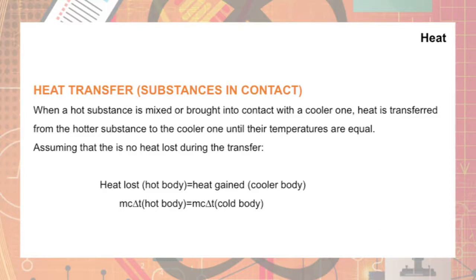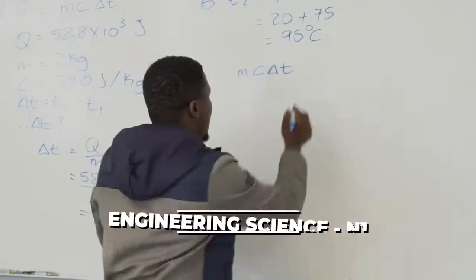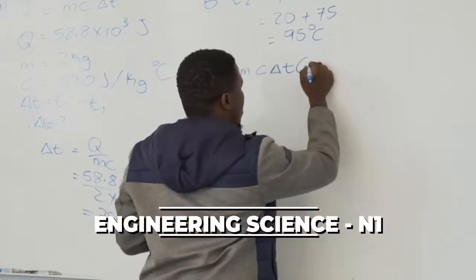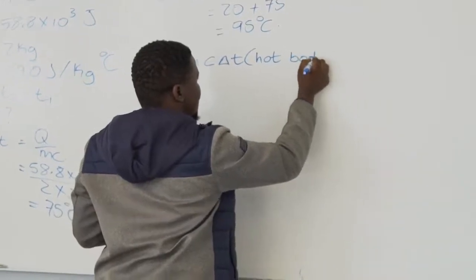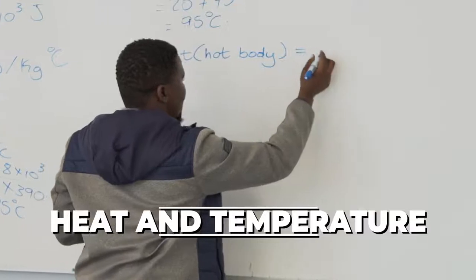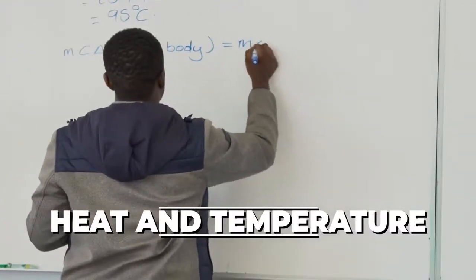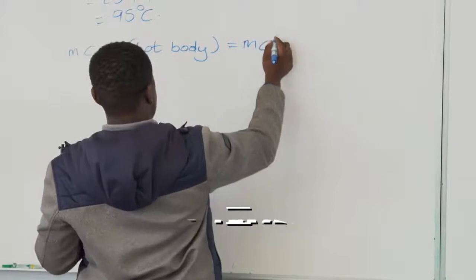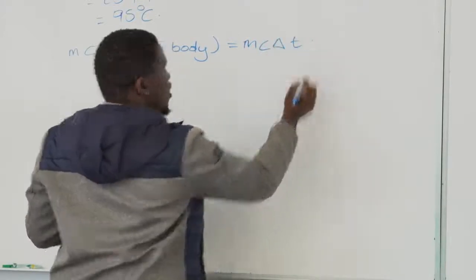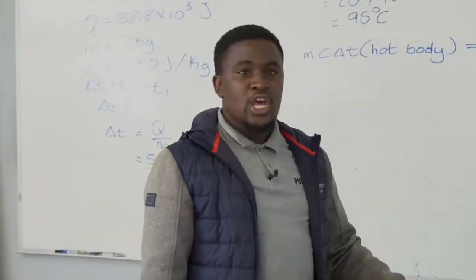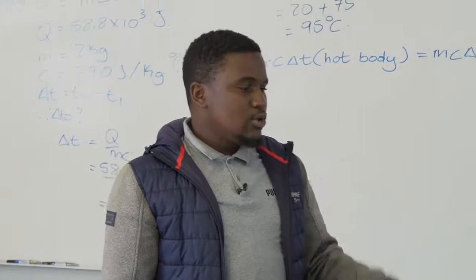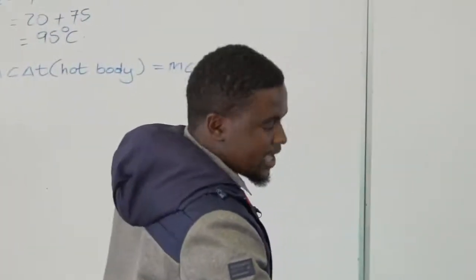We know that heat is MC, the change in T. This is the heat of the hot body, and it must be equal to MC, the change in T, of the cold body. So this happens when substances are in contact. Let us look at the following example.